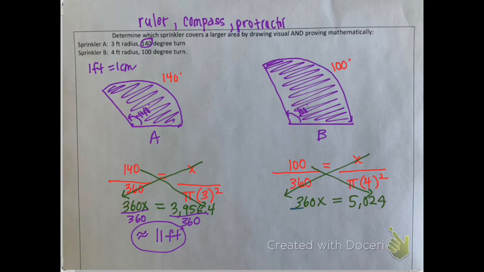One last step, divide both sides by 360, round to the nearest tenth. So if I divide by 360, I get 13.95, which rounds up to 14 feet. So which sprinkler covered the larger area? That would be sprinkler B.